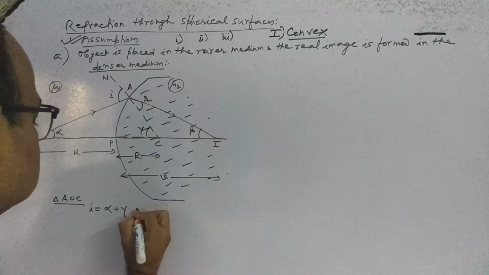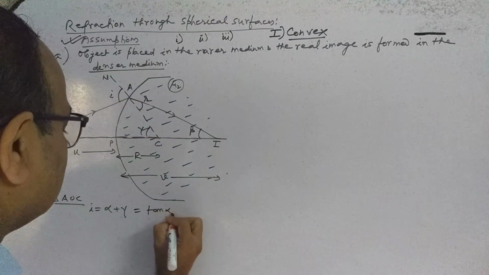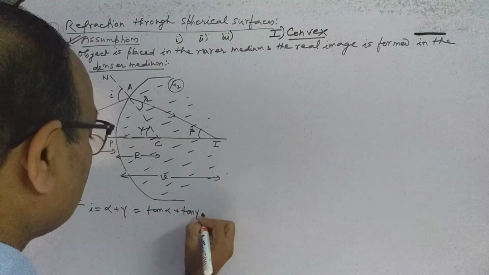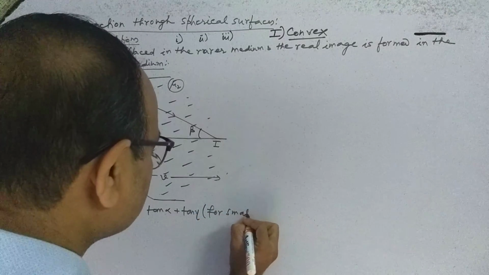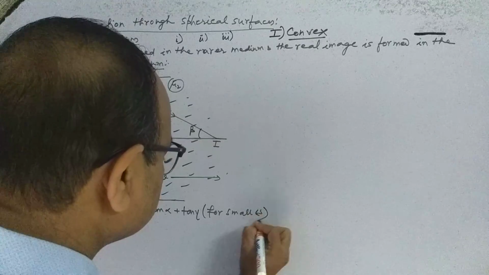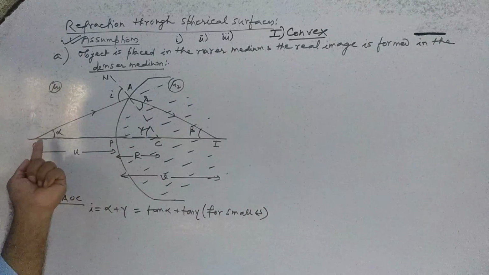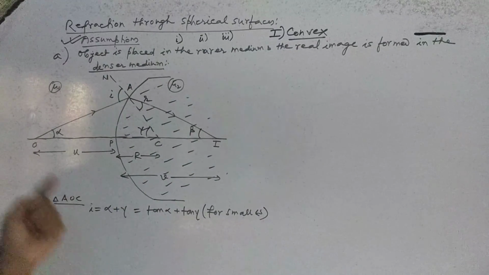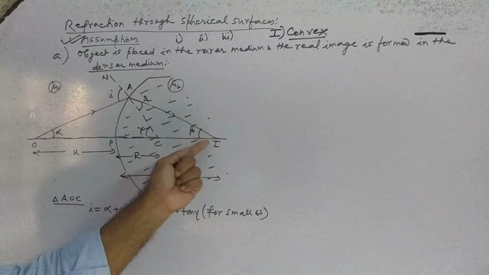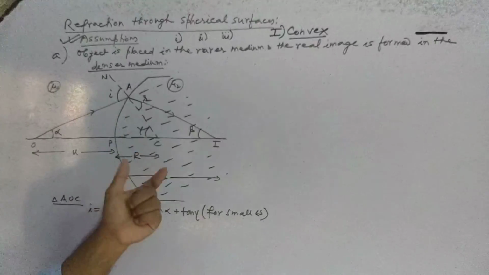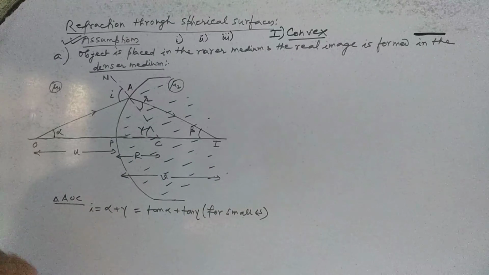Now i is equal to tan alpha plus tan gamma. Why? For small angles. Because we have already considered alpha, beta, gamma as small angles. Alpha is for the incident ray, beta for the refracted ray, and gamma is the normal with the principal axis.